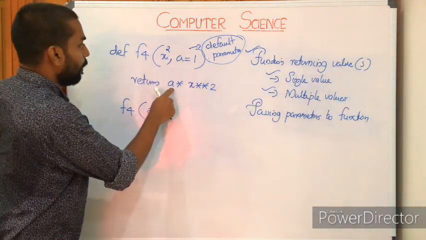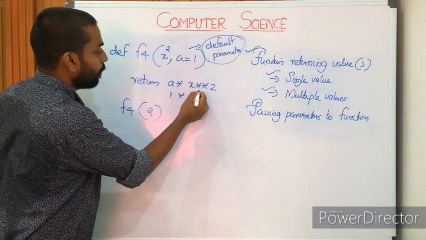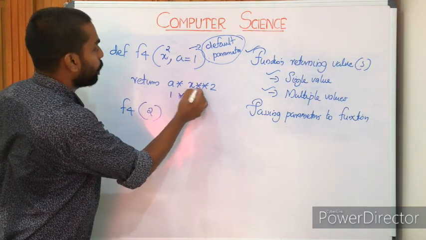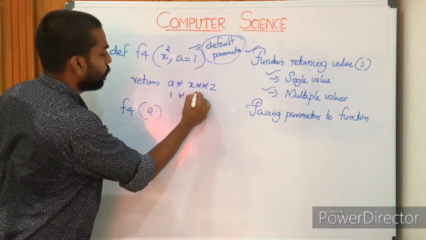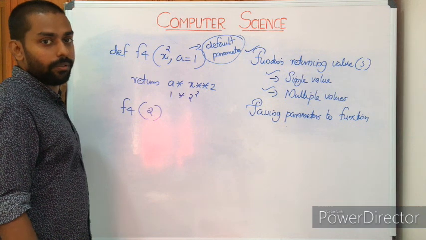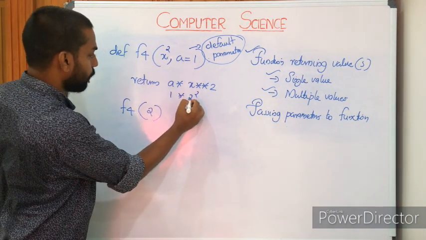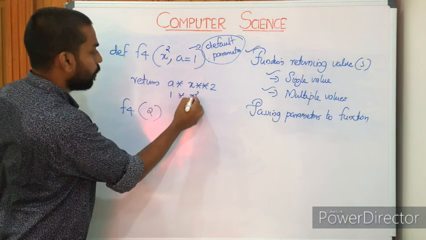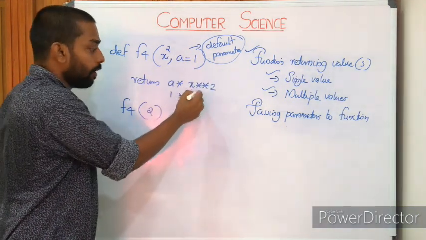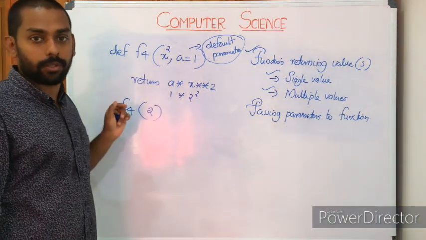Then it is a into x to the power 2. What is the value of a? It is 1. 1 into what? X into 2. What is the value of x? That is 2. 2 raised to 2 is 4. 1 into 4 is 4. Here the value of x is 2, then x to the power 2 is 4. 1 into 4, that is 4. 4 will be returned to the calling function.